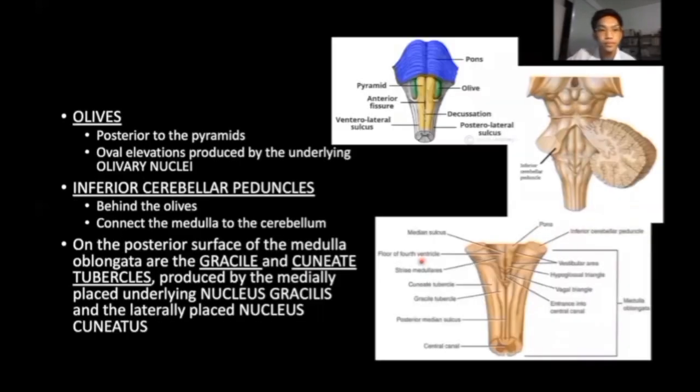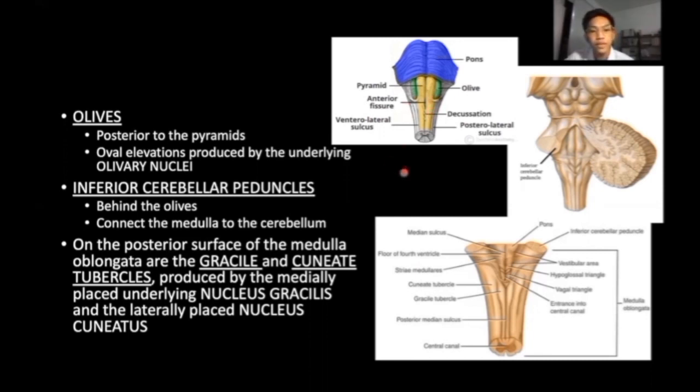Next, we also have the olives. The olives are located posterior to the pyramid, so they are covered by the pyramids. We can see in the picture above that the olives are the green, oval structures. Olives are oval elevations produced by the underlying olivary nuclei.